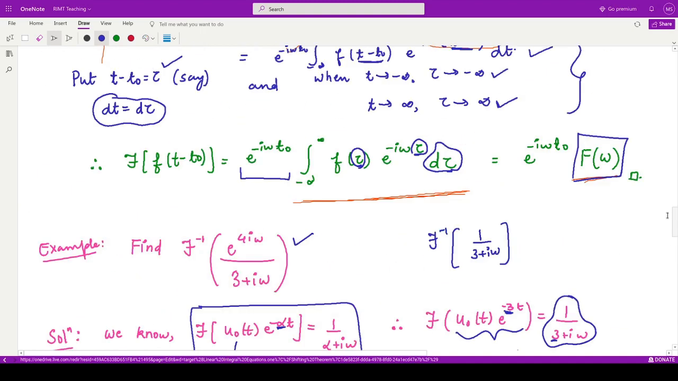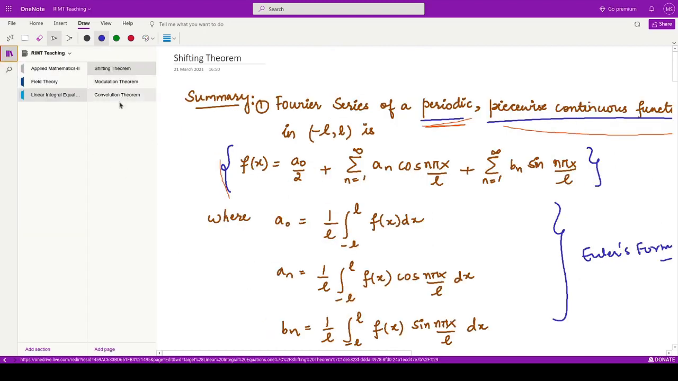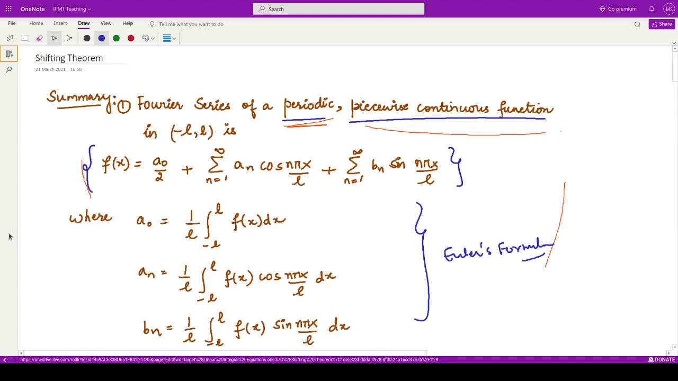In the next class we shall discuss the modulation theorems and the convolution theorem. If you have any doubts, you can ask.